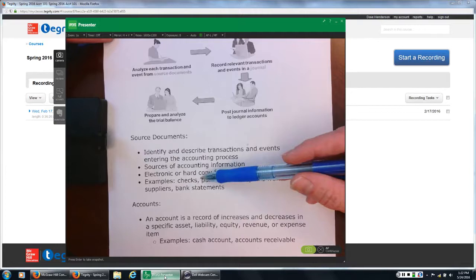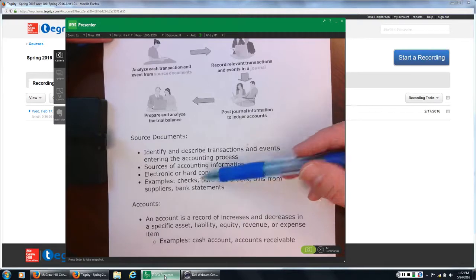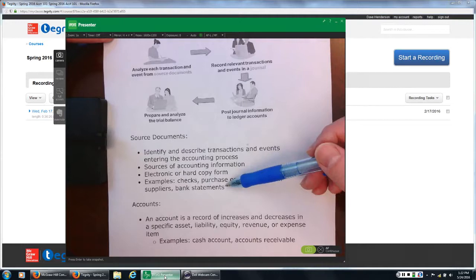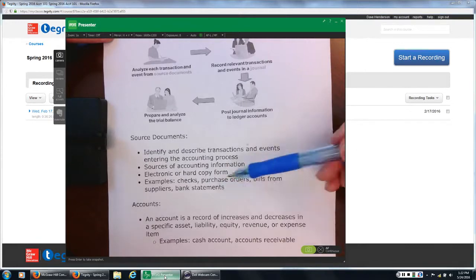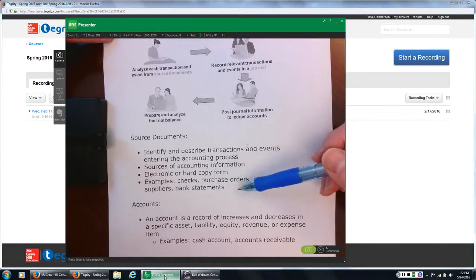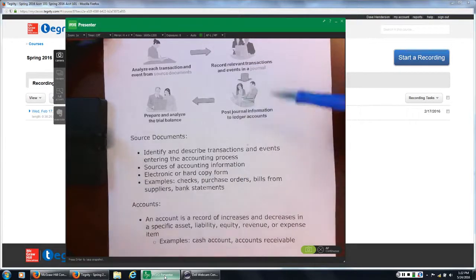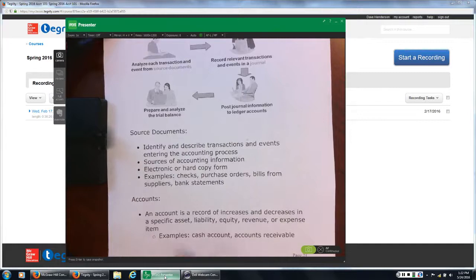So for example, a check would be an example of a source document, a purchase order, an invoice from the supplier. We could also say a bank statement. So all these can give us a little bit more detail that we would need to do our journal entries and analyze exactly what happened, then post to the ledger and eventually get into preparing our financial statements.